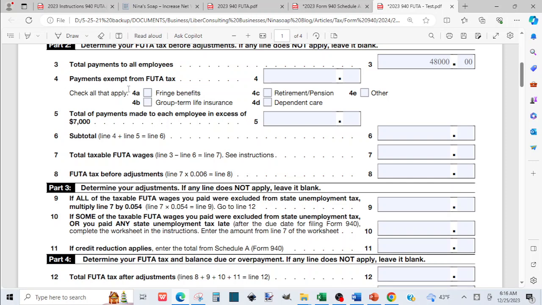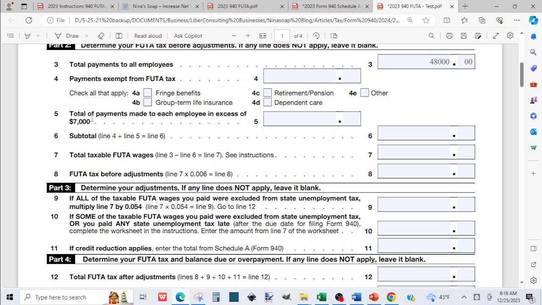Line 4, payment exempt from FUTA tax. If there is payment exempt from FUTA tax, you'll put the amount and check the box that the payment is related to. Is it fringe benefits, group term life insurance, dependent care, retirement pension, or other? We are going to leave it blank. It's not related to this example. Again, if you have a type of payment that is exempt from FUTA tax, you can read the instruction for line 4 to understand it better.